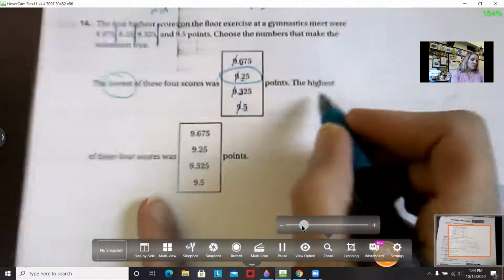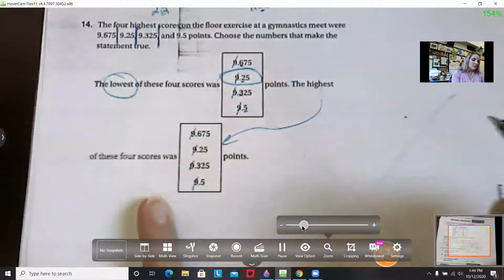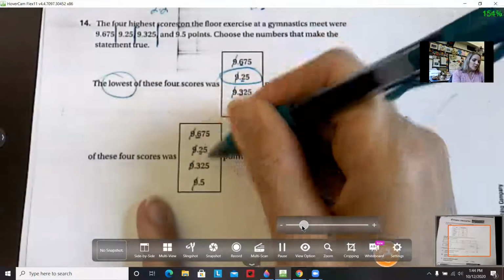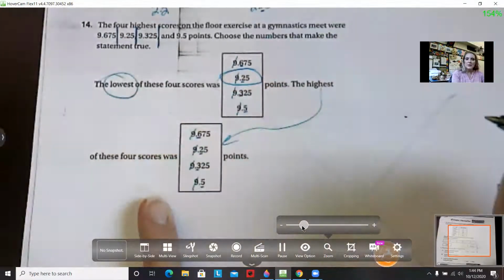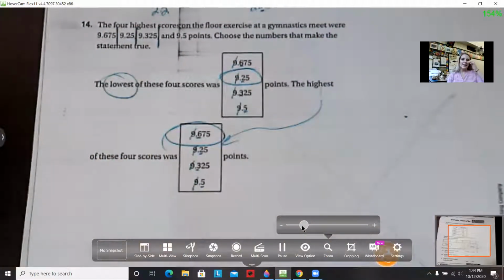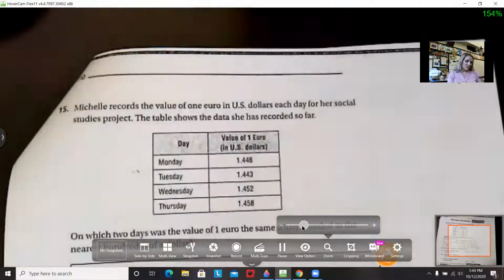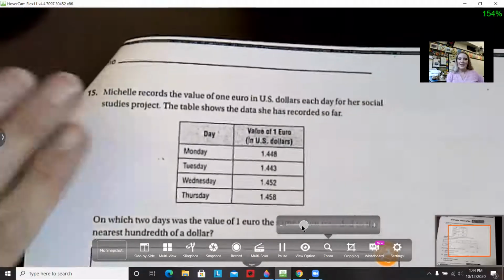How about the highest score? The highest score here, again, they're all 9s in the ones place. So we go 6, 2, 3, or 5. Which one's the largest number in the tens place? Of course, it's the 6. So 9 675 thousandths is the largest number there. All right, love bugs. Are we on our last page? Front and back, almost done.